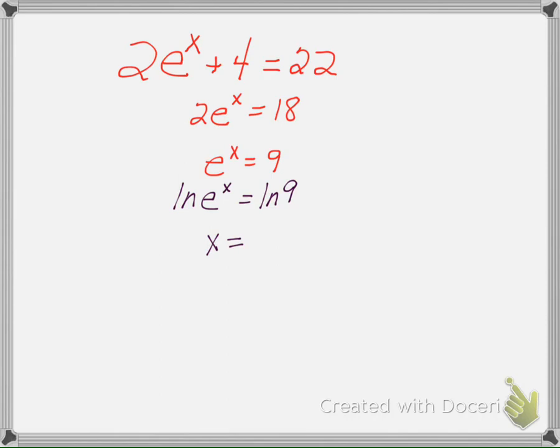All right, what decimal value do we get here? 2.197. The next digit's a 2, so it stays a 7. Happy here?